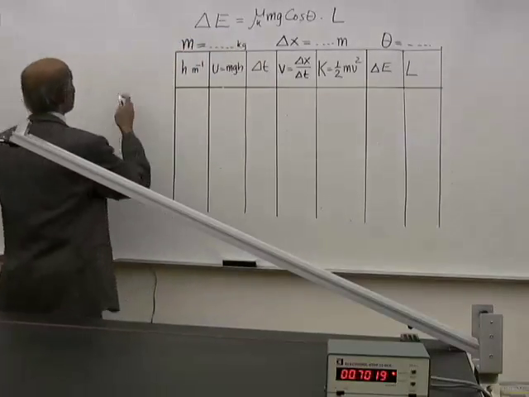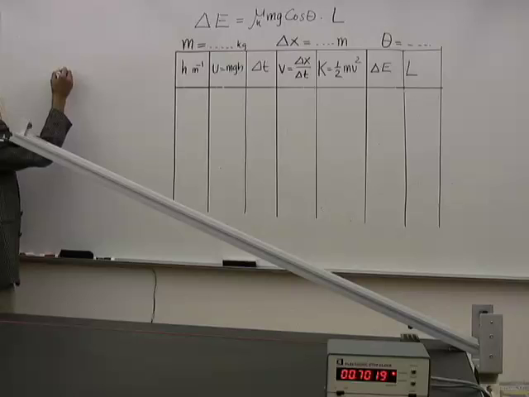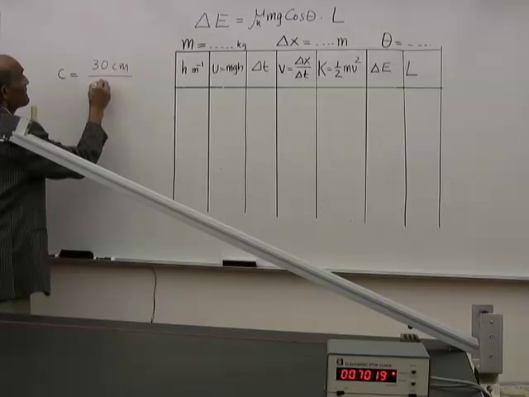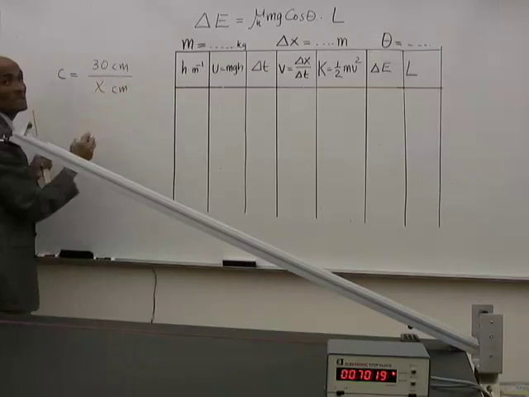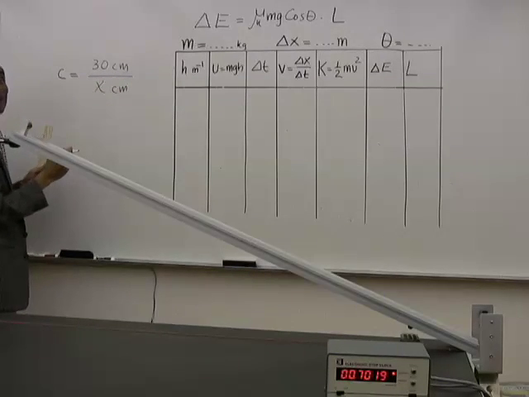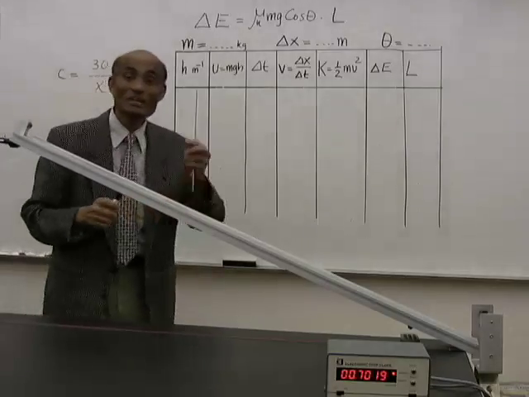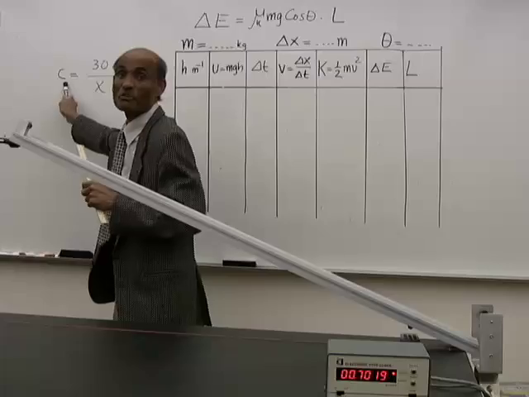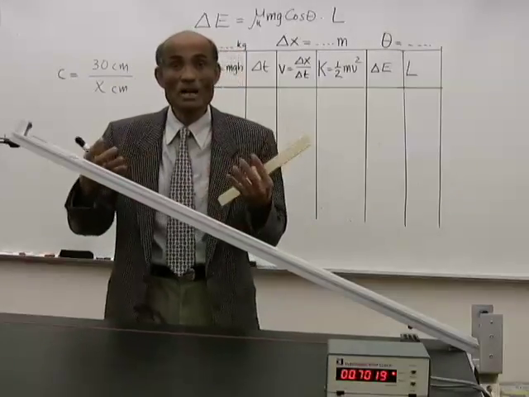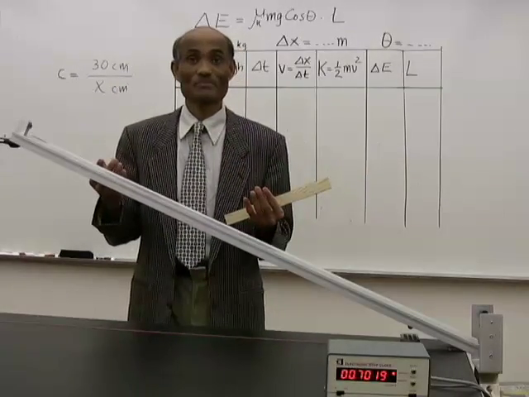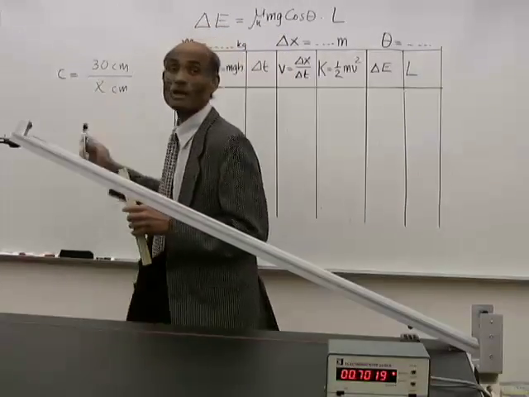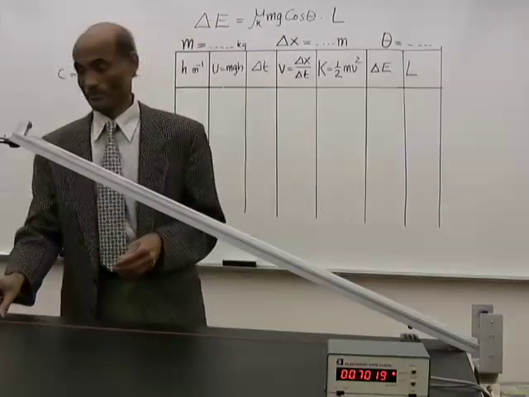What is the conversion factor? Conversion factor C equals 30 centimeter divided by x centimeter. That is your conversion factor. That means any distance you measure will be multiplied by this conversion factor so that you get the real distance. Okay? So, obtain the conversion factor and write it down.